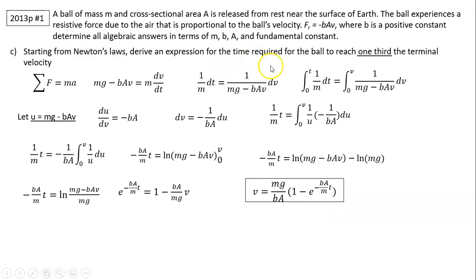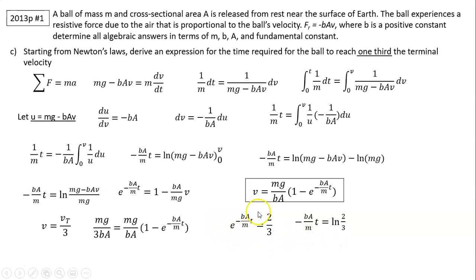We need to find the time when v equals a third of terminal velocity. So when v equals a third of terminal velocity, we have to substitute v in here. That's mg over ba times 1/3. From here, we can solve for t. As you can see, mg over ba cancels. So you'll have e to the power of negative ba over m times t equals 2/3. How do you solve for t? Now you have to take the natural log on both sides.